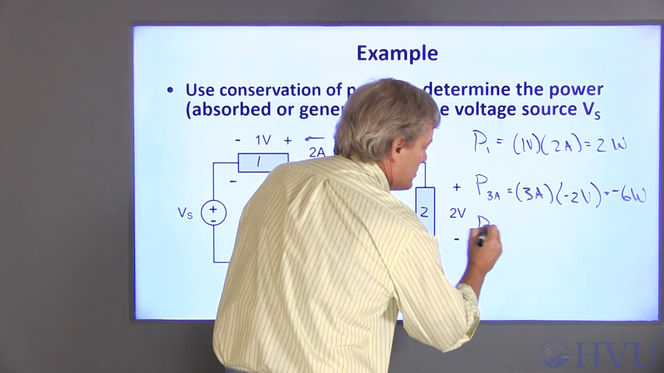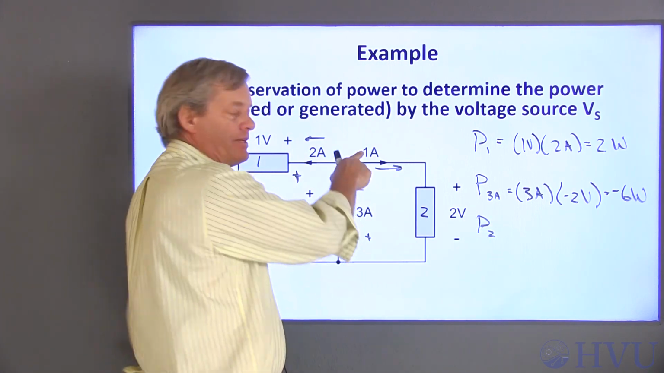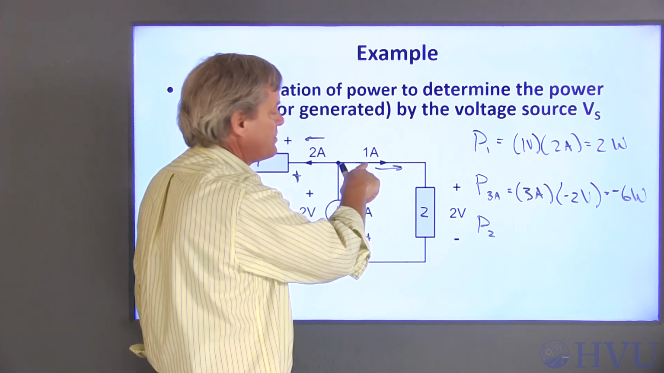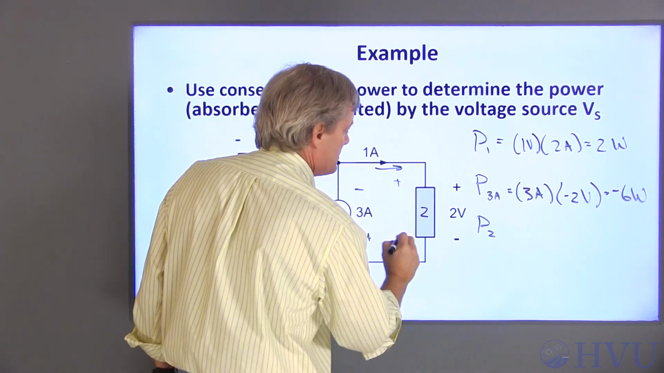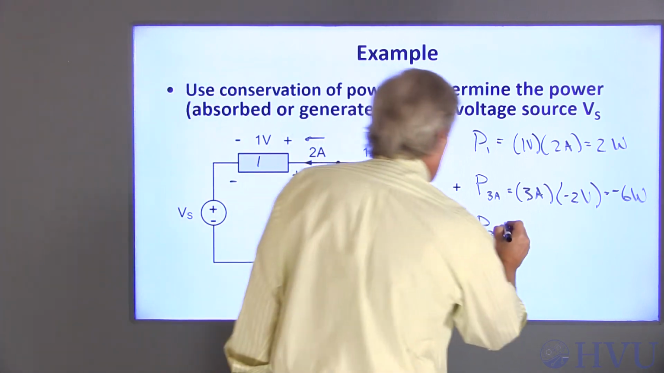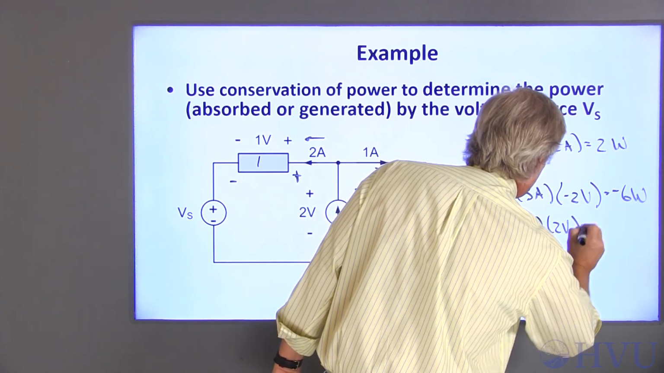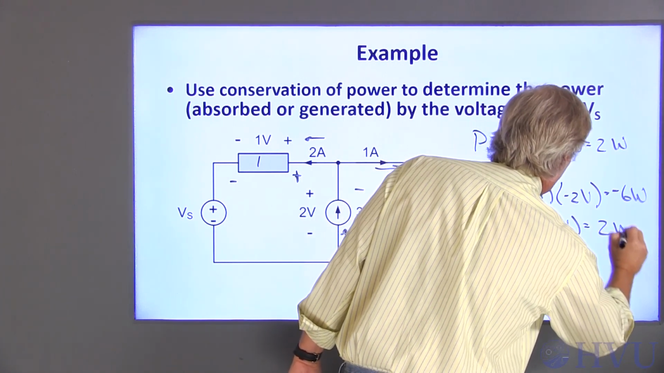For the power for element 2, I'm going to use this as my positive current direction. It's in the same direction as the actual current, so I'm not going to change signs. That means this is positive and negative. That's the same as the actual sign, so neither of these have to change their signs, and this is 1 amp times 2 volts is equal to positive 2 watts.